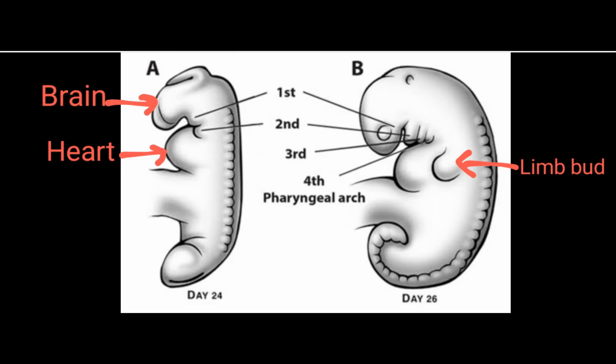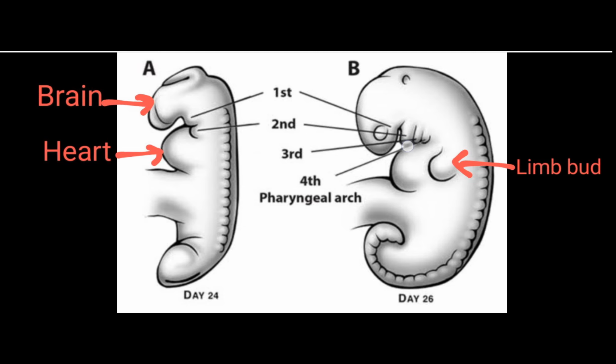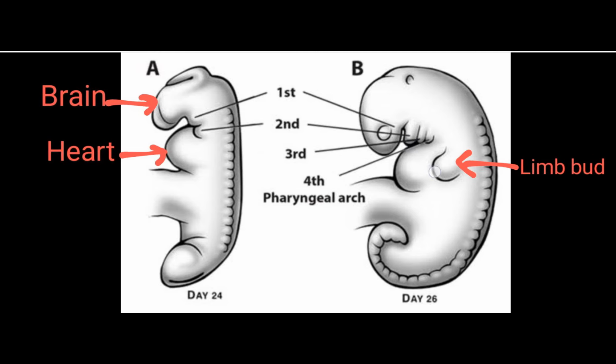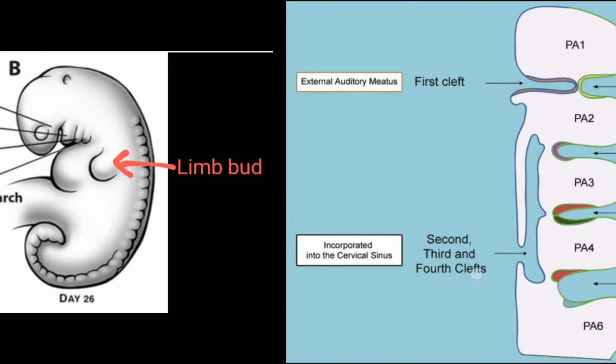See, here it is given. From the first knob, the brain will be developing, and from the lower knob, the heart will be developing. And in between, there are pharyngeal arches. Then here is the limb bud. So here is the diagram we need to understand. On the cranial part, the brain. Then in between there is heart, pharyngeal arches, and the limb buds.